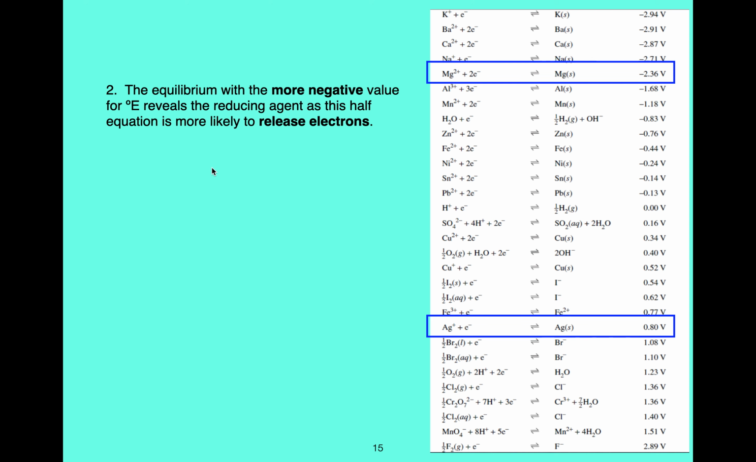Another possibility is remembering that the equilibrium with the more negative value for standard electrode potential reveals the reducing agent. So if we look at this, where's the reducing agent? Well, it's magnesium metal, isn't it? So it's the more negative value for SEP, and magnesium metal is going to be the reducing agent. So in this reaction, perhaps with silver, magnesium will reduce silver ions to silver metal, and in the process it's oxidized to Mg2+.